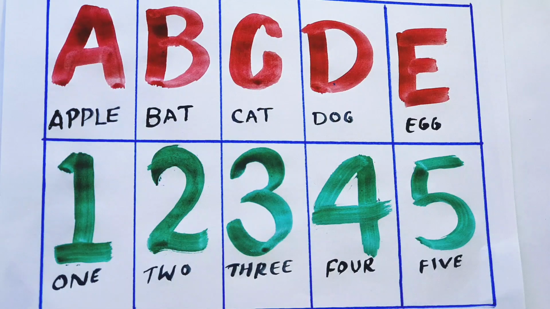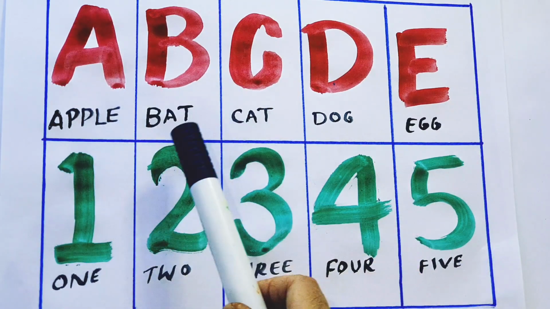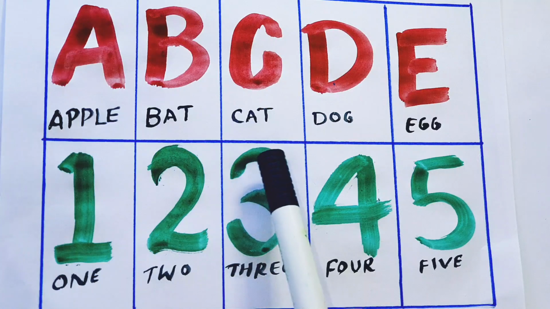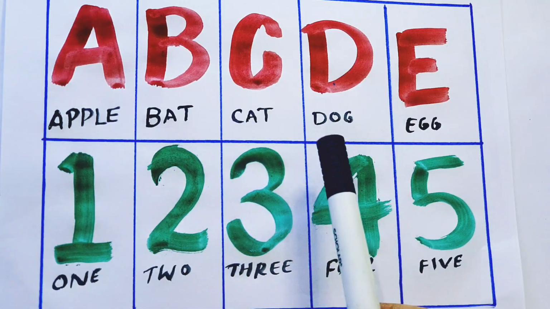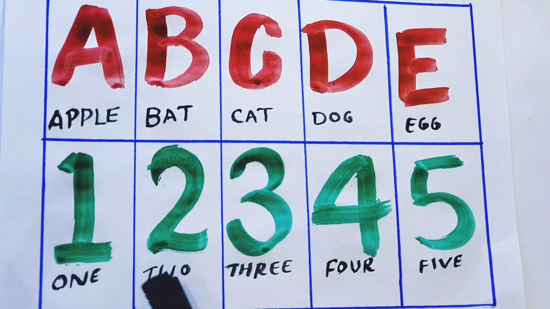What we learned today? We learned A for apple, B for bat, C for cat, D for dog, E for egg. O, N, E, 1. T, W, O, 2. T, H, R, E, E, 3. F, O, U, R, 4. F, I, V, E, 5.